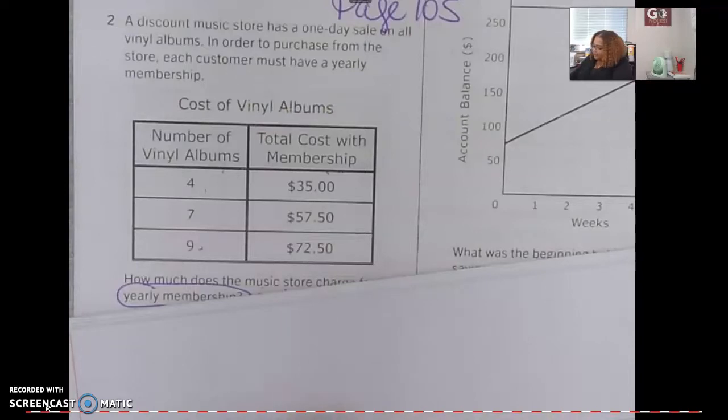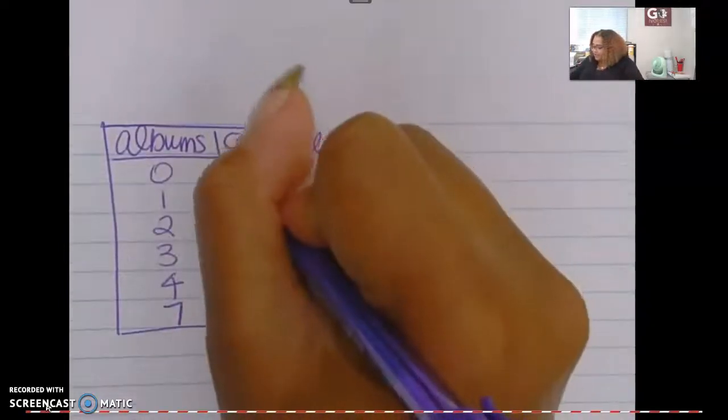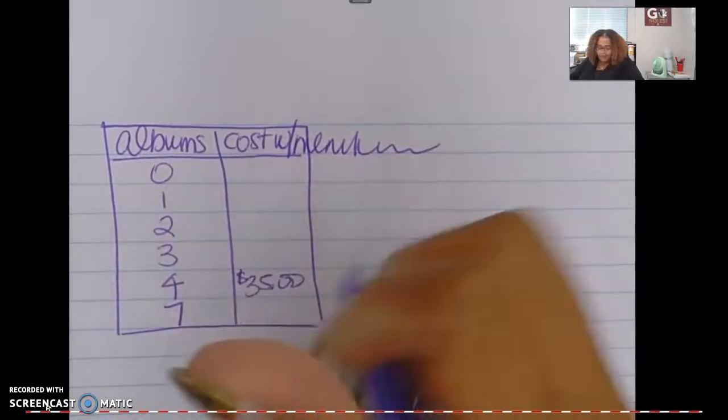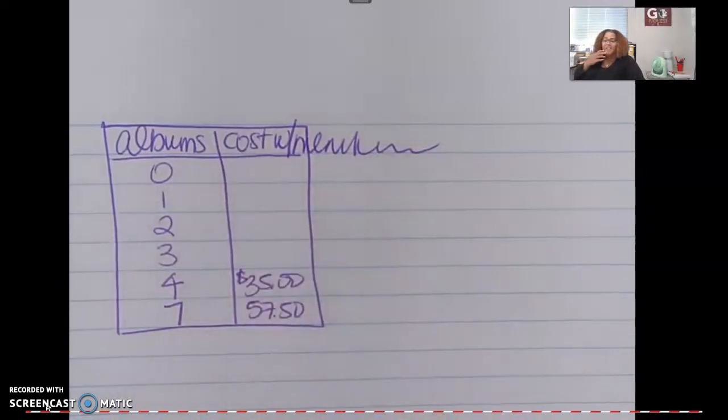So I've got albums, and I've got cost with membership fee. So I've got 0, 1, 2, 3, 4 albums, and then 7 albums. You can't even see my table, my bad. And then I've got $35 for 4 and $57.50 for 7. So I need to find a rate of change.